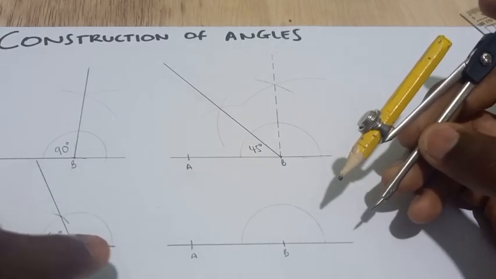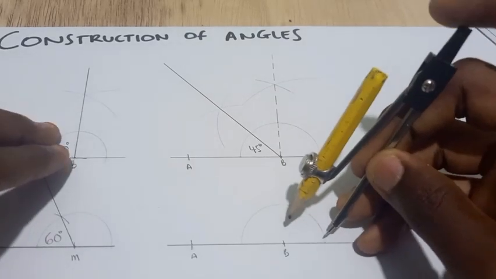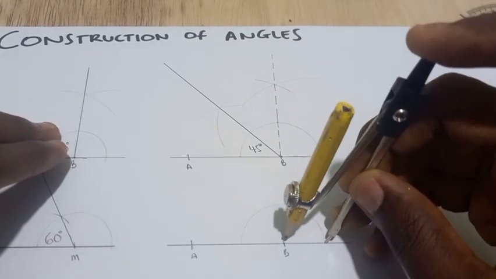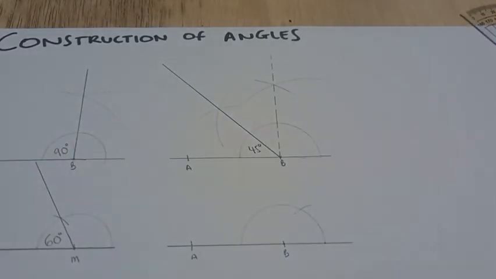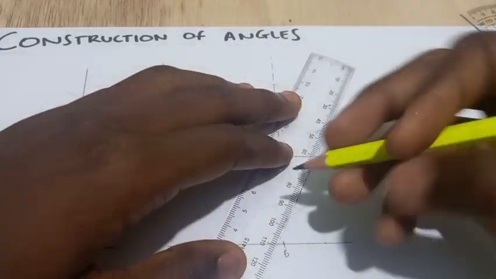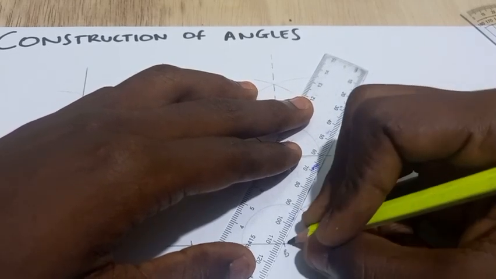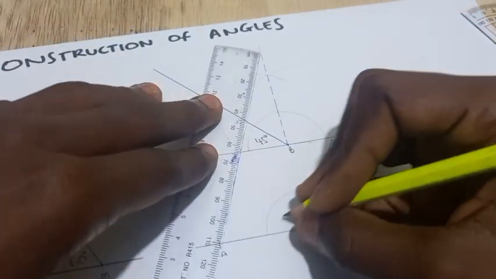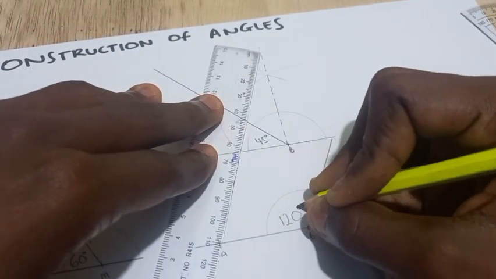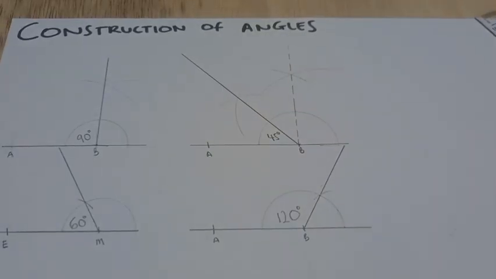Because it's 120, 120 is 180 minus 60. So it comes down here at this point and we arc, the same as drawing for the 60. We stand on point B, come here, we draw. This angle is the 120. So we have angle 120 here.